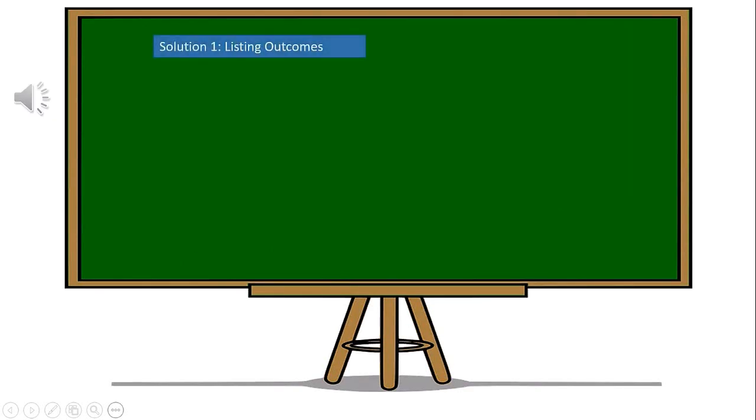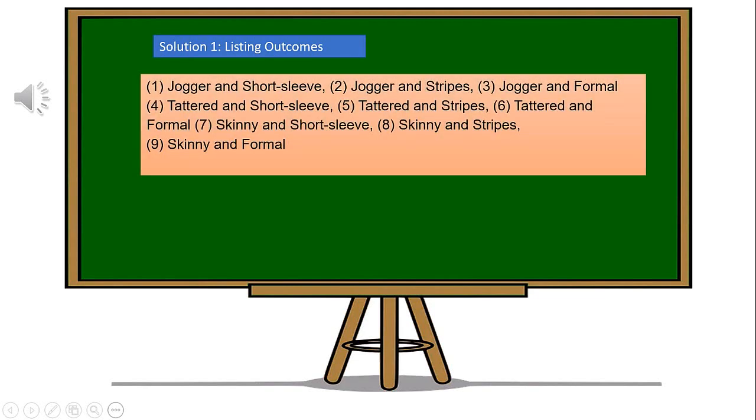Using solution number 1, which is the listing outcomes, we may use first, jogger and short sleeve. Second, jogger and stripes. Third, jogger and formal. Fourth, tattered and short sleeve. Fifth, tattered and stripes. Sixth, tattered and formal.